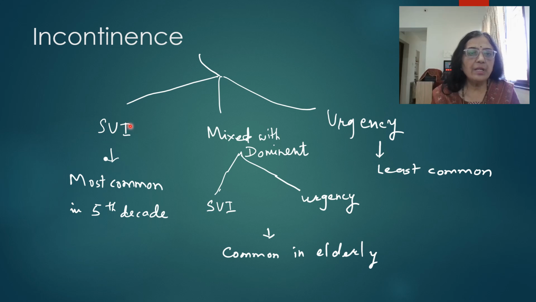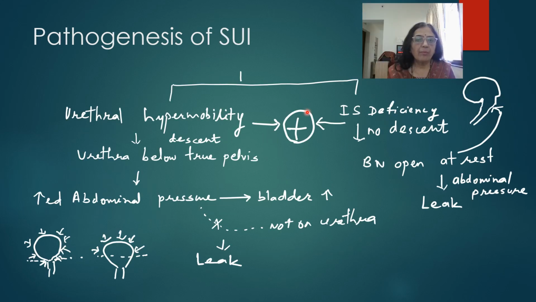So with the incontinence, SUI is most common, especially in the 5th decade. In the elderly population, what is becoming more common is a mix. Mixed incontinence can be with the dominant element of either SUI or urgency, and third is urgency incontinence. In the pathogenesis, in short, there are only 2 main components: urethral hypermobility and intrinsic sphincter deficiency.